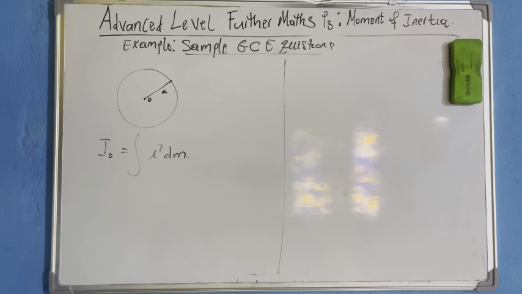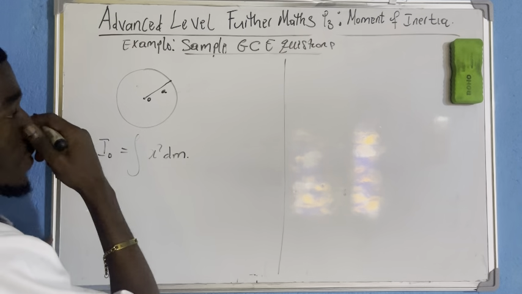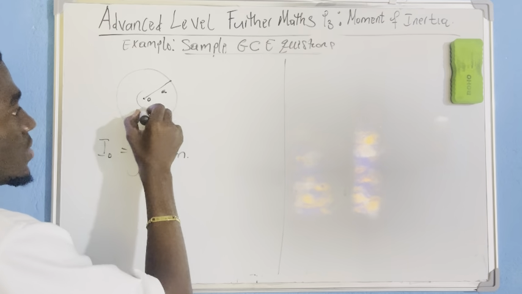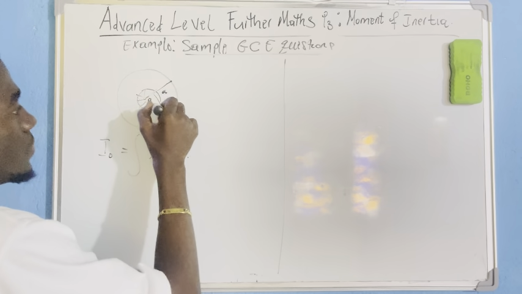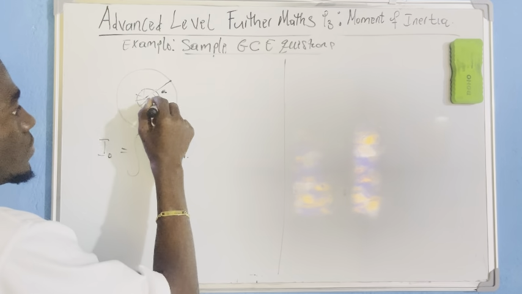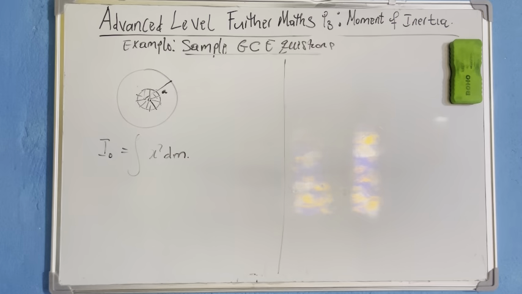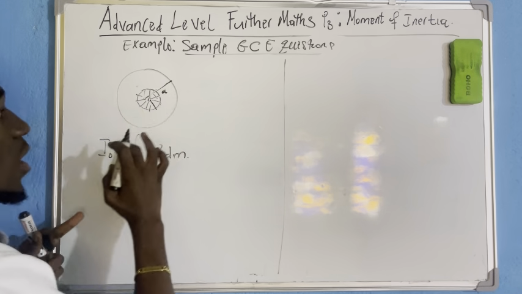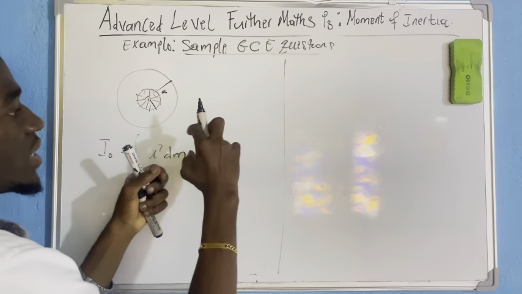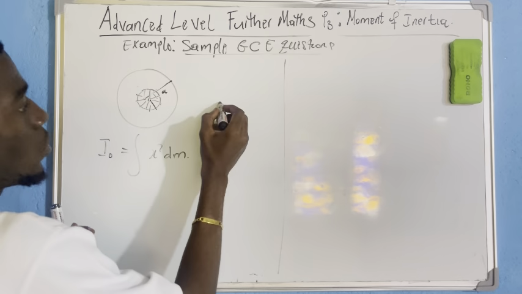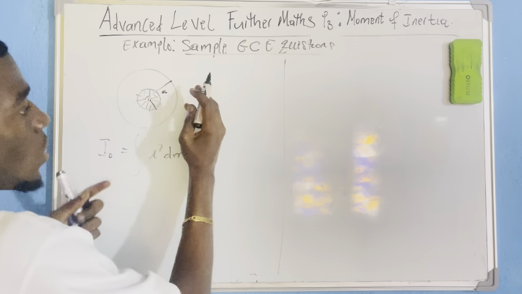Then I should look for the expression of dm. As I told you, this is a two-dimension figure. Why am I saying that it's a two-dimension figure? Because if I consider a small portion of our disc like this, for me to integrate now, I will increase the portion of the disc. I will go bigger and bigger and bigger, like a circle.